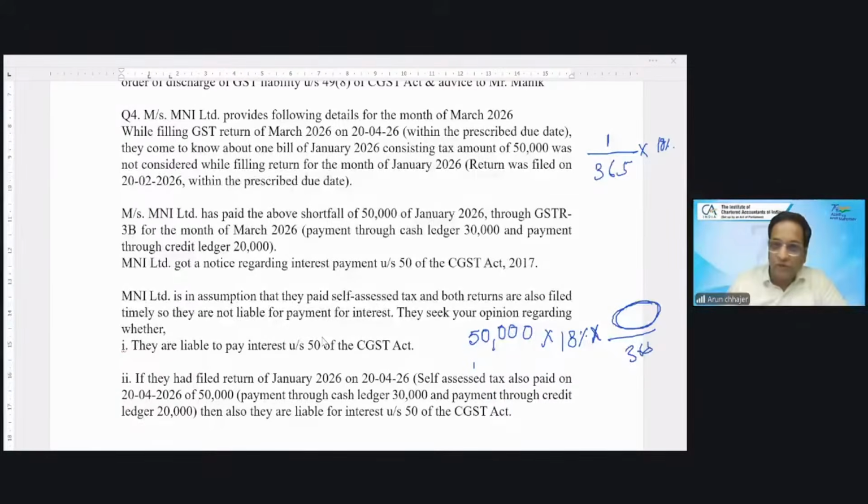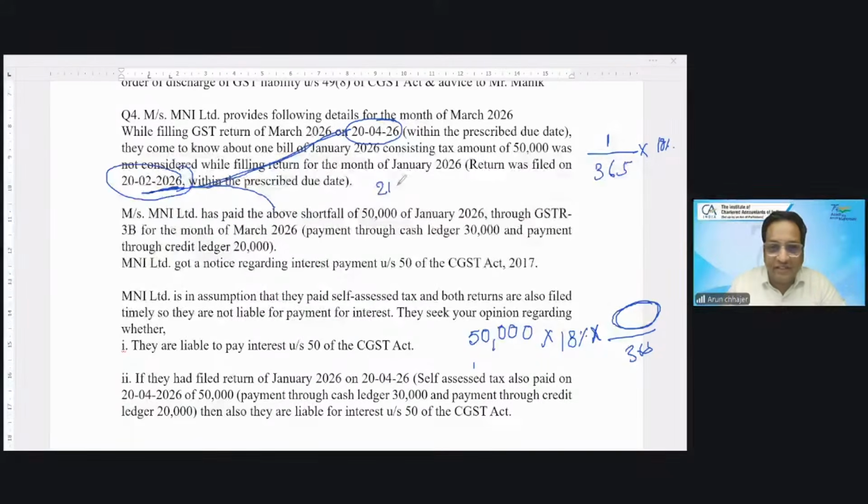Okay. So Abhimanyu has given the answer. No, Navneet. The liability pertains to which month? January. What is the due date of January? 20th Feb. And when he paid the same, while filing the GSTR 3B, the interest would be applicable between these dates only. So calculate the number of the days, please.